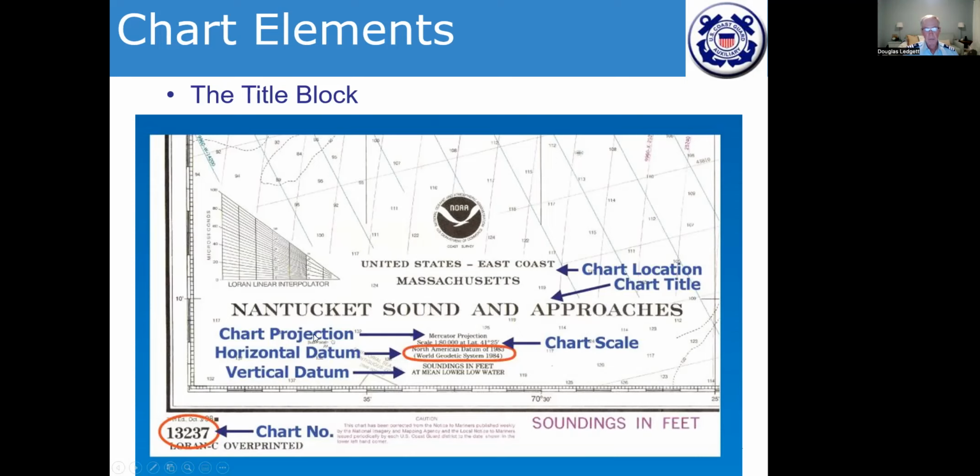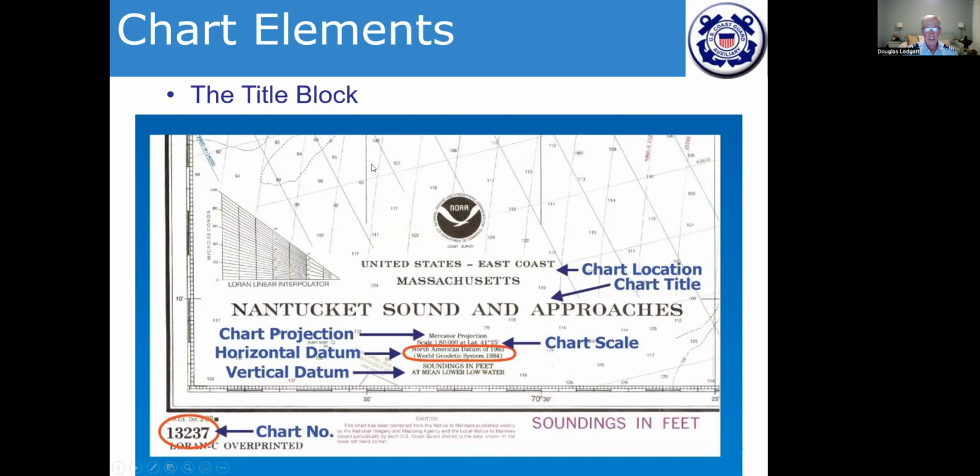It talks about the chart projection, and it's a Mercator projection. And we'll get back to this in a little bit, but it says the scale is 1 to 80,000 at latitude 41 degrees, 25 minutes. That's important to know, particularly the scale, because it changes what our distances on that particular chart are when we're trying to measure them. The other thing that we need to know, and it's very important, is the vertical datum, and that is soundings in feet at mean low water.